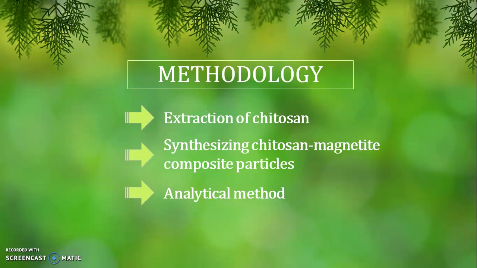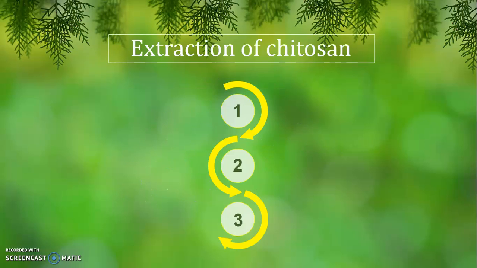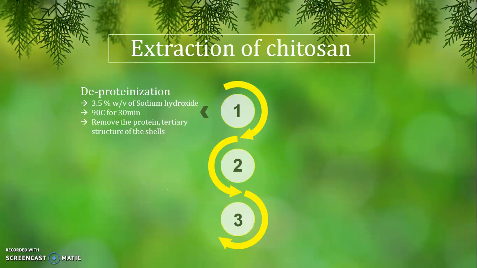Methodology. In this aspect, we have three main parts. First will be the extraction of chitosan, followed by synthesizing of chitosan-magnetite composite particle. At last will be analytical method. Extraction of chitosan. First step will be deproteination, where we are using a low molarity of sodium hydroxide. In this process we are removing the protein, the tertiary structure of the cell.